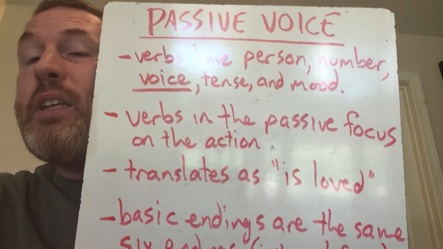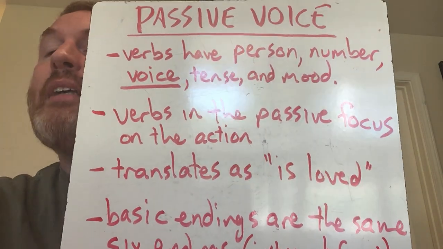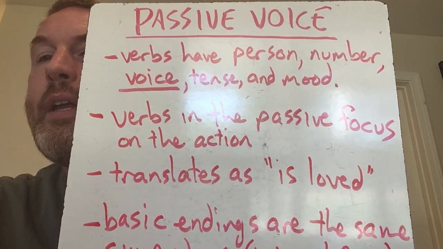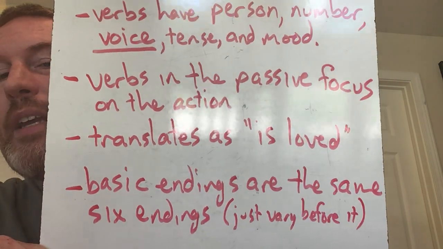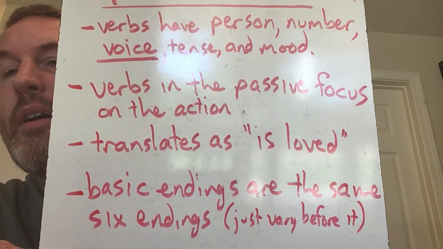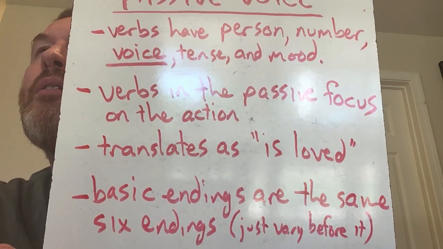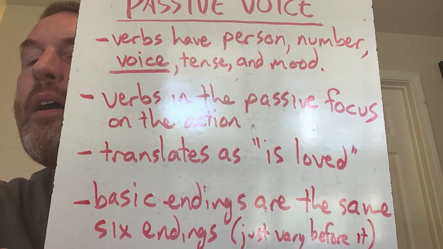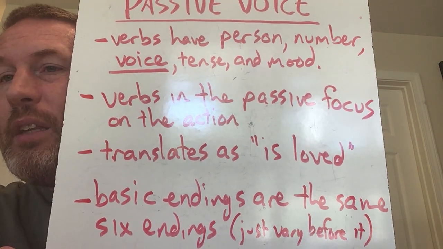Verbs in the passive focus on the action itself, less so on the person, although the person is named. It translates as "is loved." Okay, so Sextus loves Cornelia. Cornelia is loved by Sextus, right? And the last thing, the basic endings are essentially the same as the six endings that you already run into. They're basically the same across the three tenses we're going to learn today, but they just have little ending differences. And to be honest, it is very similar to what we see in the active voice as well.